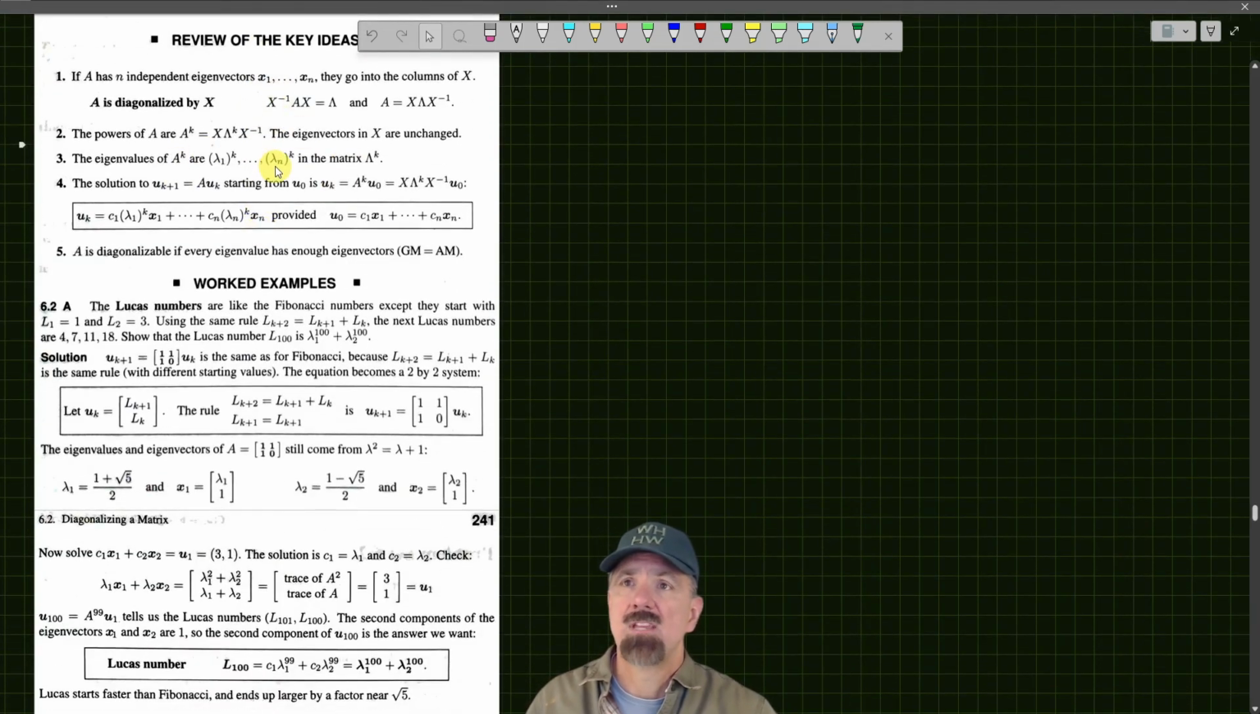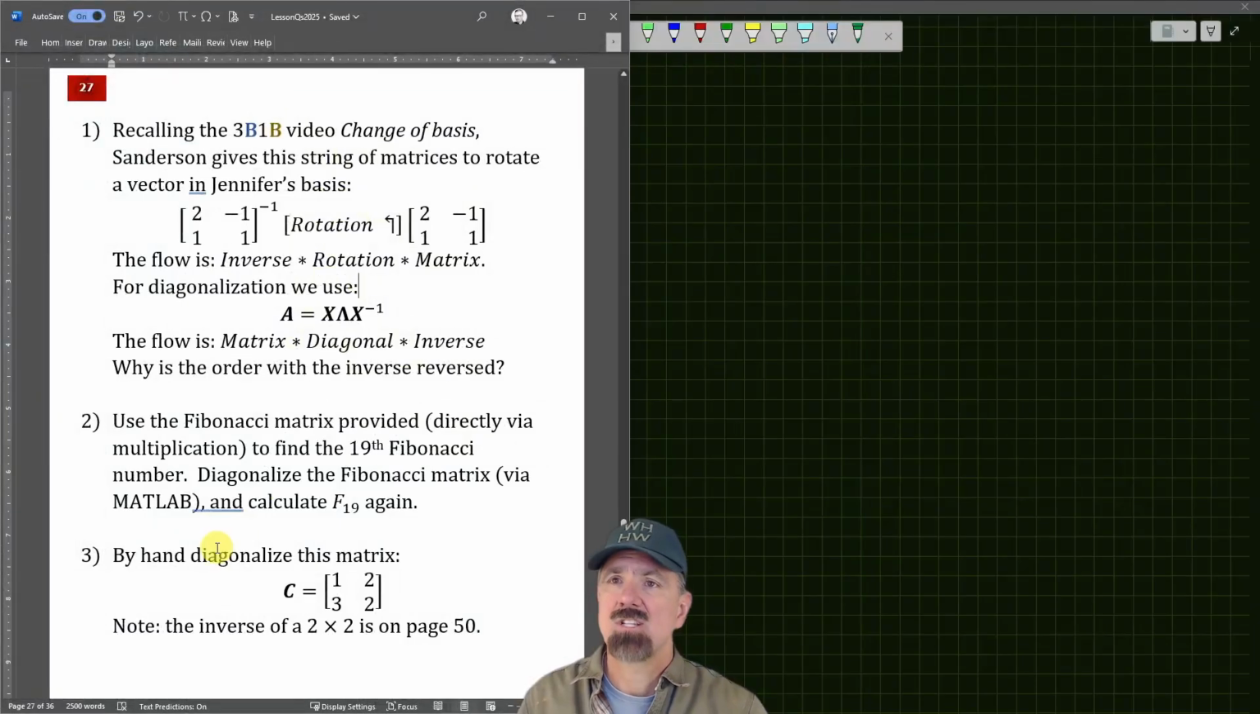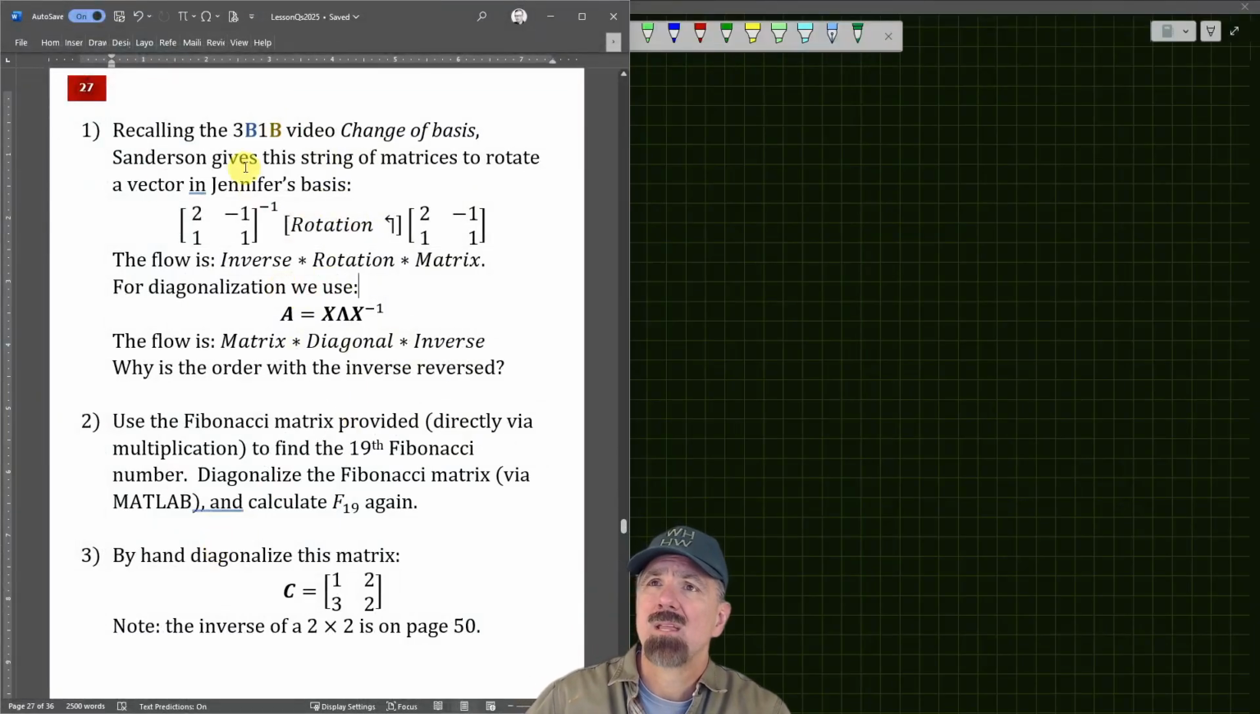Review of the key ideas, and then again, worked examples. I recommend that you look through all of these as you're going through and learning the material. So the questions are right here, having to do with Grant Sanderson's video. You get a chance to practice with the Fibonacci numbers, and then this is the same matrix we had last time. You're just going to diagonalize this matrix. If you need a refresher on the inverse of a 2x2 matrix, that's on page 50 in Strang's book.